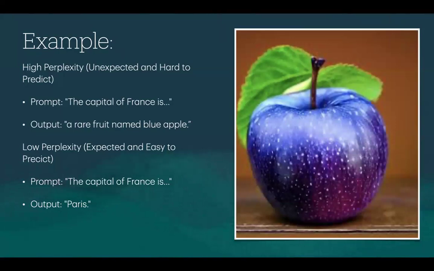However, if the model has low perplexity, in that it is expected and easy to predict the capital of France is Paris, then we know that the model is correct, at least in this particular instance. This is important for when we start to evaluate our AI outputs, just to make sure that our facts are correct.